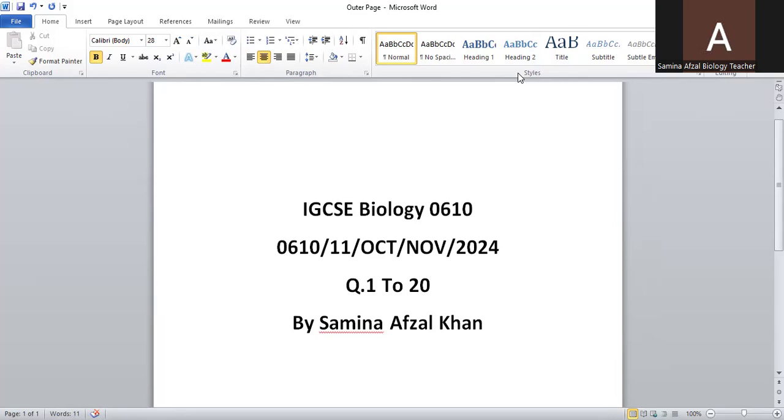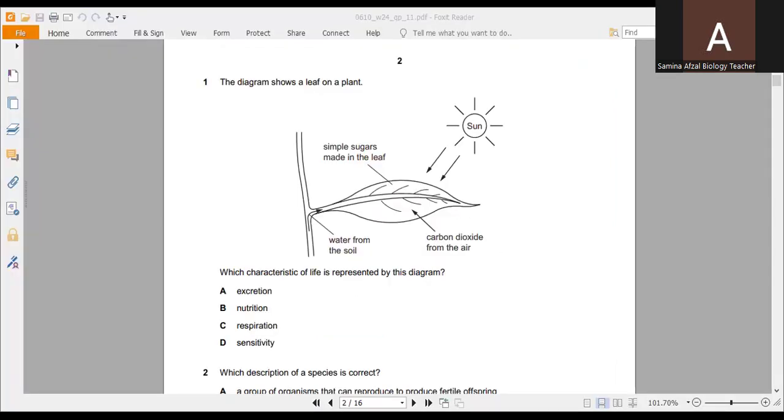The first question shows a leaf on a plant in which the leaf is getting sunlight and getting carbon dioxide from the air through stomata, and the water from the soil is moving, and then simple sugars are manufactured in the leaf. Simple sugar formation takes place by the process of photosynthesis. So they have shown the process of photosynthesis. Which characteristic of life is represented by this diagram?